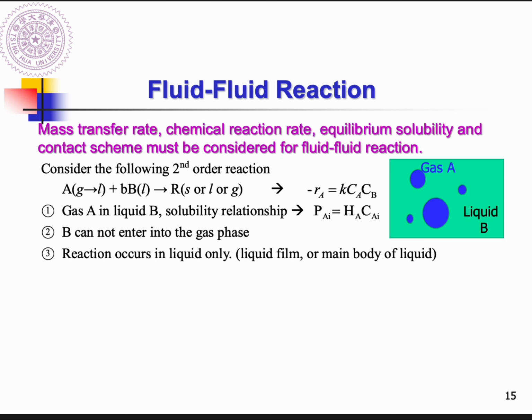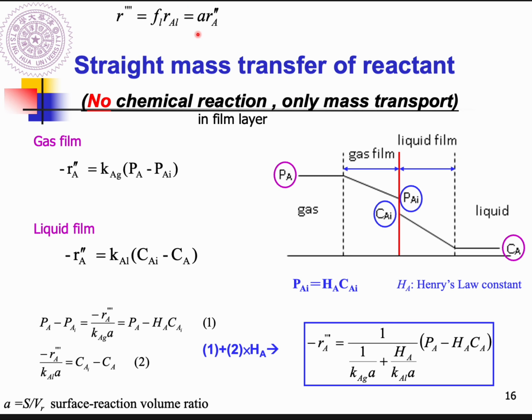We separate things into two parts. In the first part, we have no chemical reactions, only mass transport of the reactants. That means reactant A is going to diffuse through the gas film and liquid film and arrive at the bulk liquid, with no chemical reactions in the liquid film, just mass transport of reactant A.